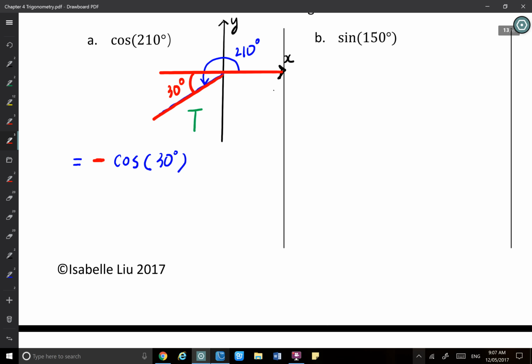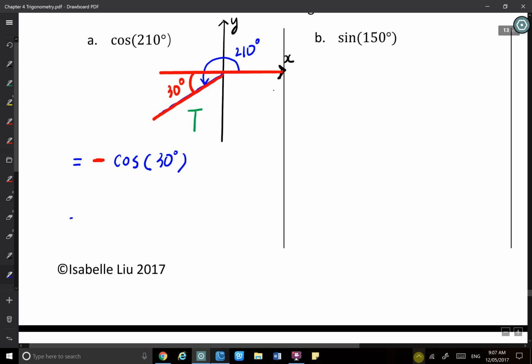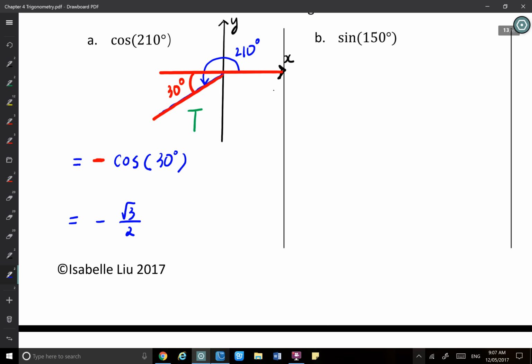Okay, what is cosine 30 degrees? Root 3 on 2, so this one will be negative root 3 on 2. Okay, so cosine 210 will be negative root 3 on 2.